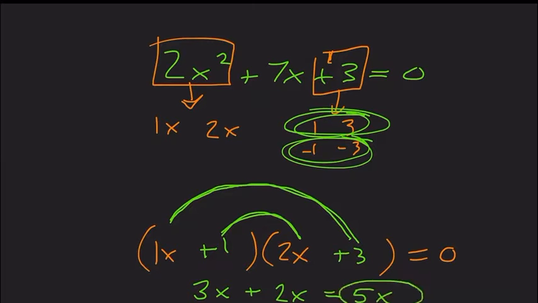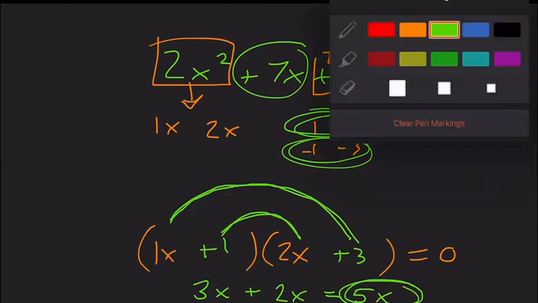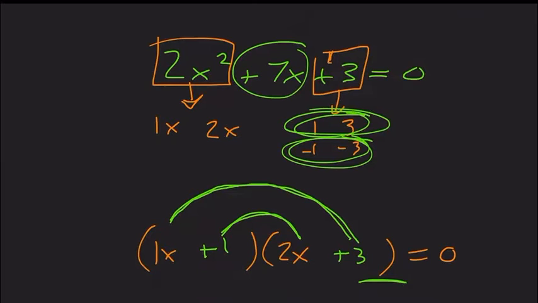Now we're going to compare what we just got here to the middle coefficient, or the middle term. We wanted a 7x, but we got 5x. So we need to keep testing. Let's try switching them around.